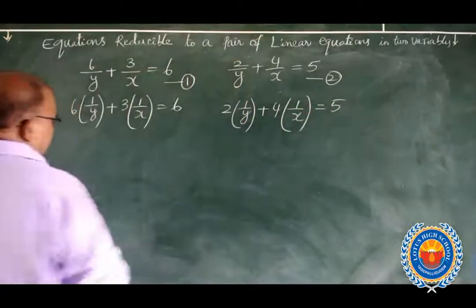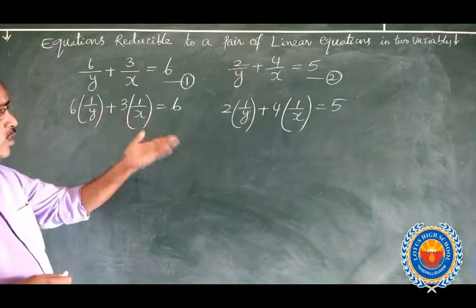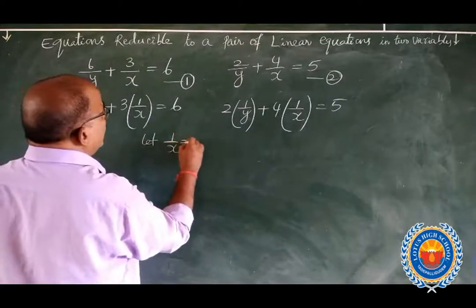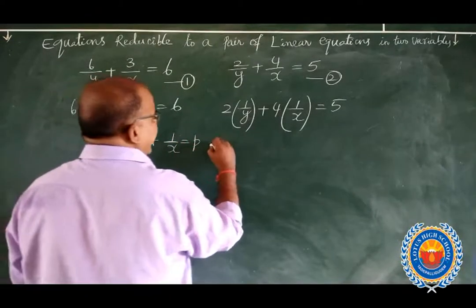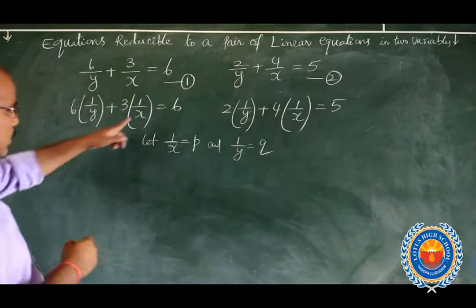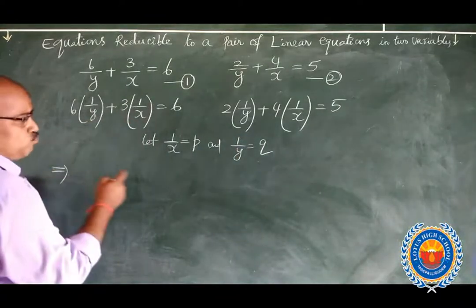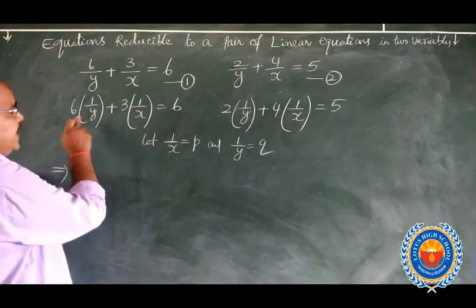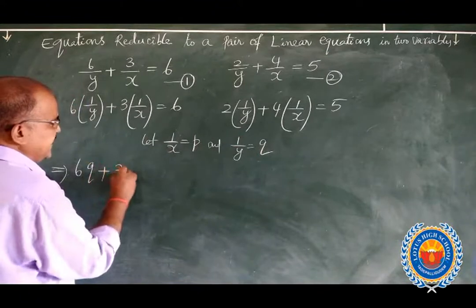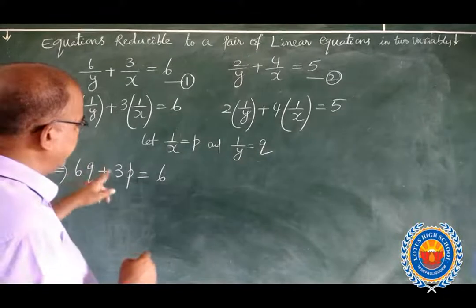If you want, we can take 1 by y is equal to p and 1 by x is equal to q. That is our wish, but I am taking 1 by x is equal to p and 1 by y is equal to q. That implies 6 into 1 by y, and 1 by y is nothing but q, so 6q plus 3p is equal to 6.